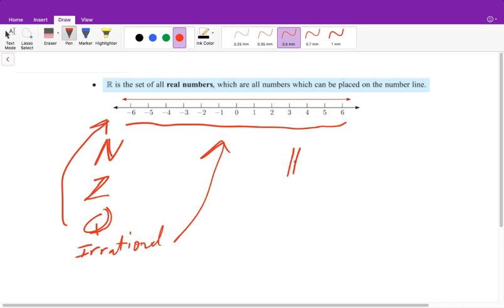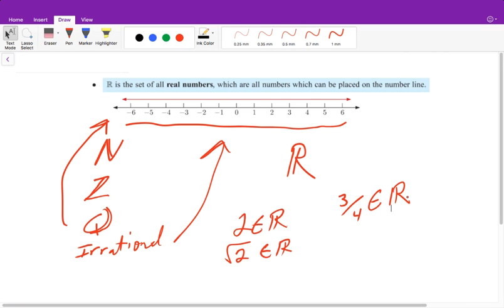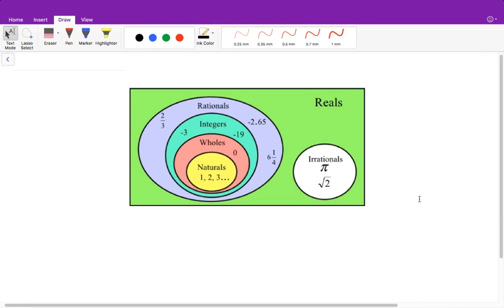And we denote this, you can just draw this with 2 lines in the R. That would be fine for drawing it. So 2 is an element of our real numbers. The square root of 2 we can say is an element of our real numbers. And 3/4 we can also say is an element of our real numbers. So all 3 of those numbers that we talked about in the beginning are all part of our real number system.